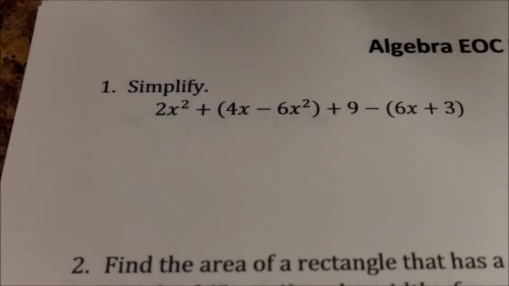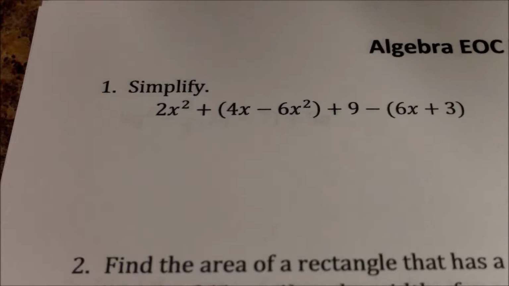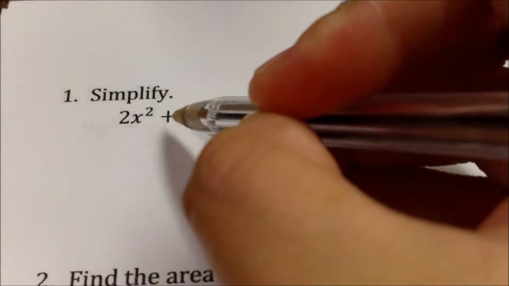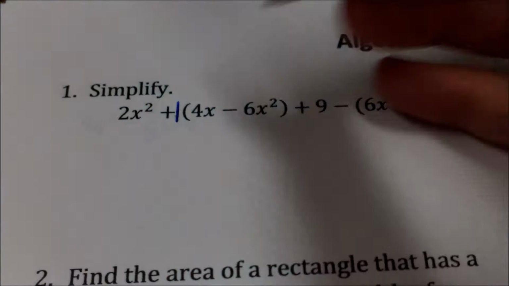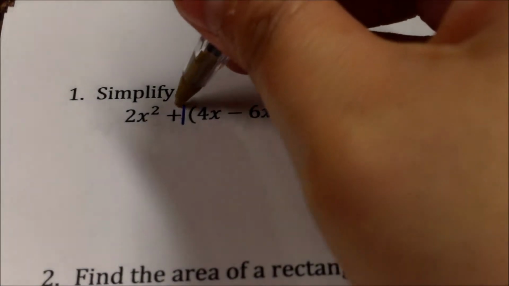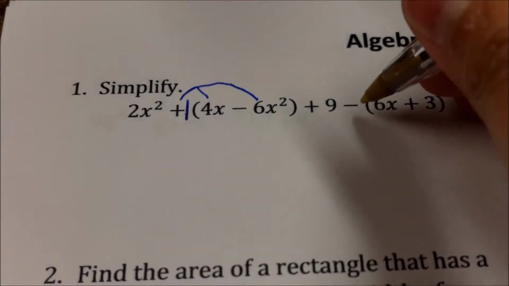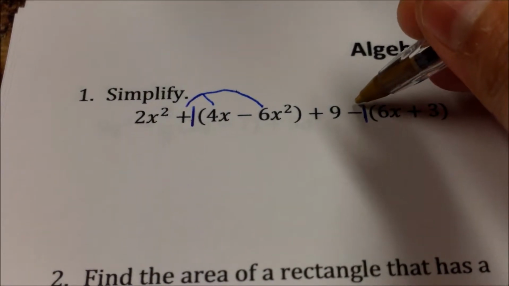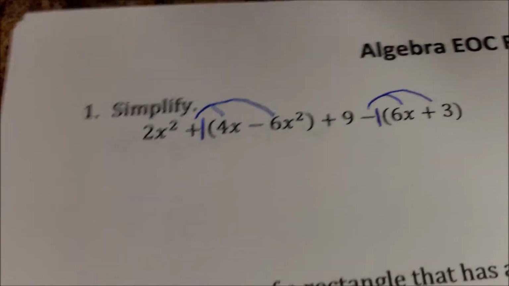And it says simplify. Alright, so the first thing we want to look for is if we have distributive property. And we do. Whenever there's not a number in front of the parentheses, it's going to be a 1. And so since we're multiplying 1 to everything, it's going to end up staying the same. So let's go ahead and do that. And then here we have a negative 1. Okay, so don't forget that that's a negative 1. And we're going to be multiplying the negative 1 to each term inside the parentheses.